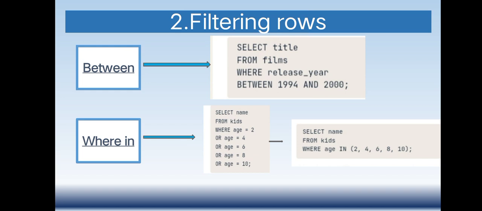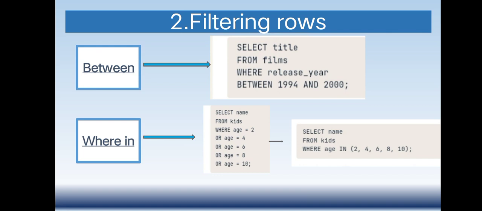In SQL, the BETWEEN keyword provides a useful standard for filtering rows within a specific range. This query is equivalent to the one above. We will select title from the films table where release year is BETWEEN 1994 and 2000.